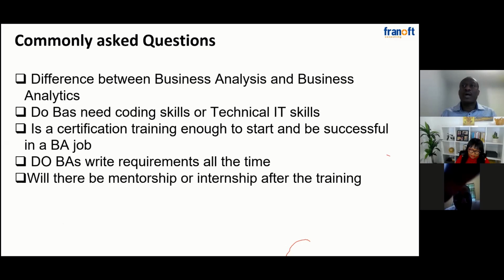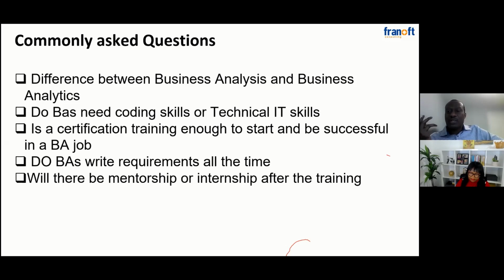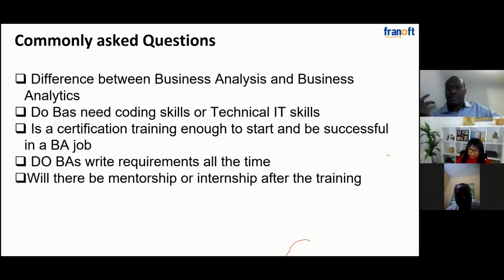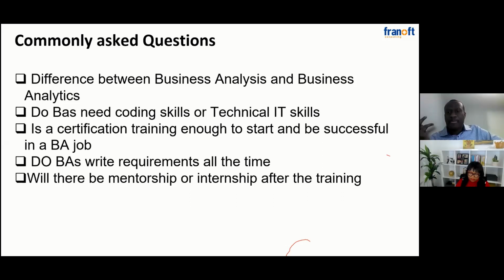Do BAs write requirements all the time? No. The reason why we put this question here is that I interview people who are trying to get jobs, and almost every question you hear has requirements inside. So people think that another word that is synonymous with business analysis is requirements. No, that is not true. BAs write requirements, but requirement is not a magic wand word that you just fling around so people know that you're a BA.